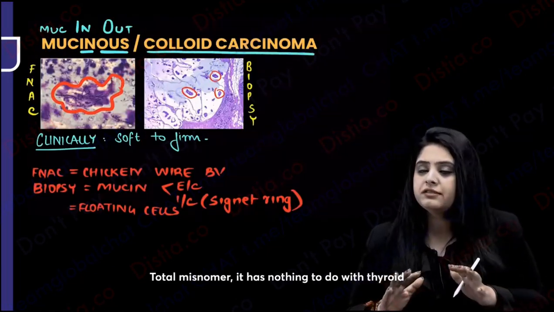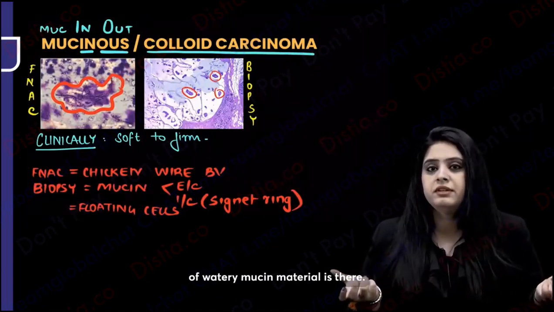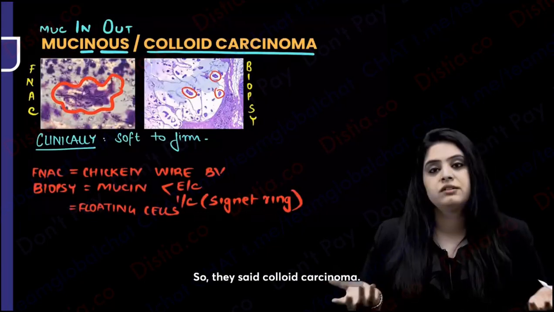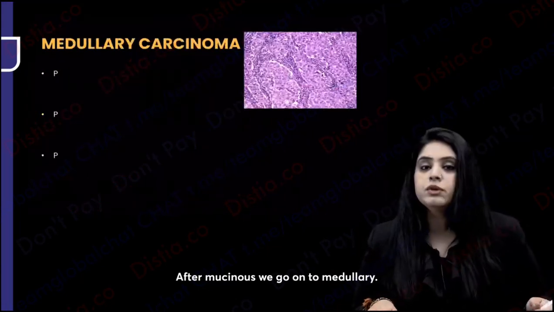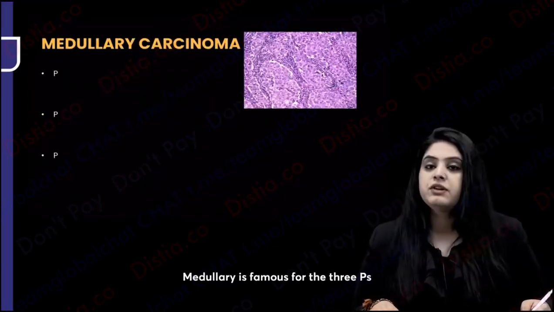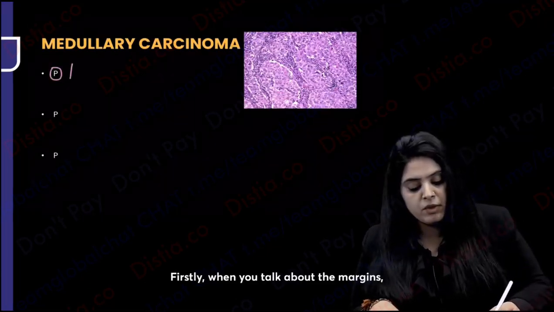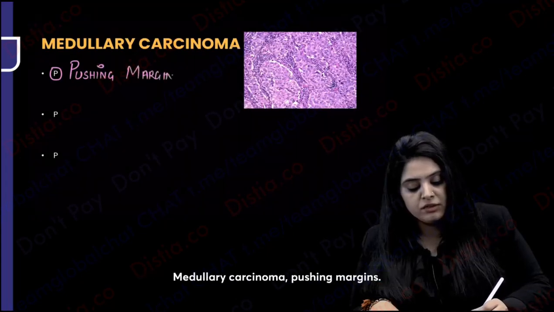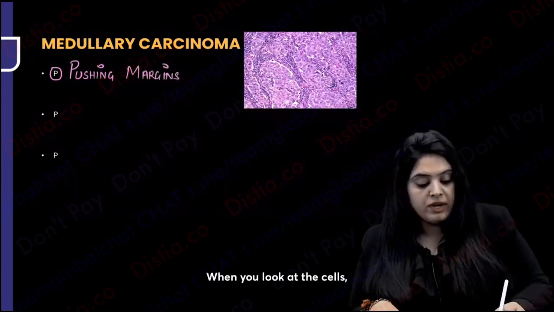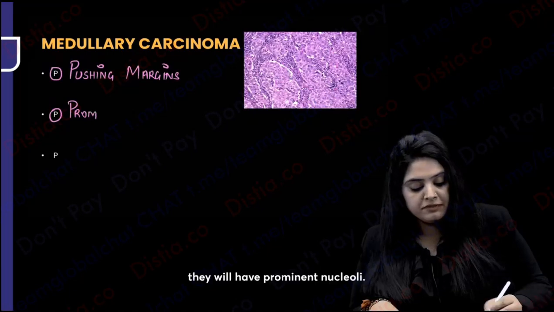Total misnomer. It has nothing to do with thyroid or colloid. It's just named so because so much of watery mucinous material is there. So they said colloid carcinoma. That's it. So this is done. Moving on to the next one. After mucinous, we go on to medullary. Medullary is famous for the 3 P's. And what are the 3 P's of medullary? Firstly, when you talk about the margins, medullary carcinoma is said to have pushing margins. Medullary carcinoma, pushing margins. When you look at the cells, they will have prominent nucleoli.